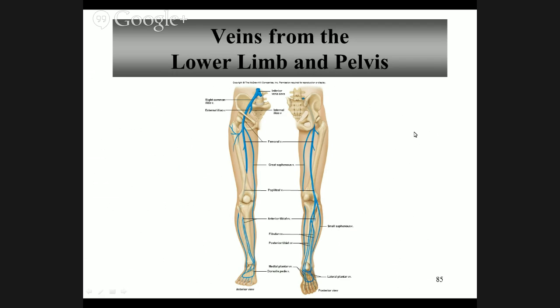And here we have the veins from the lower limb and pelvis. Great saphenous is a vein you might hear of, depending on what program you're going to be in.